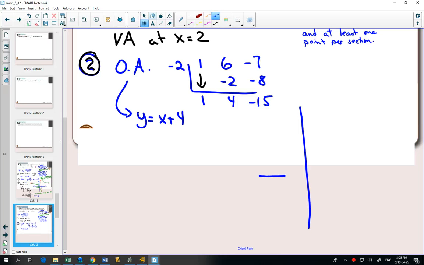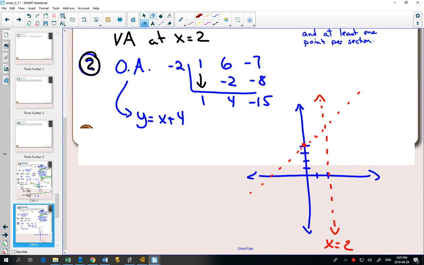Step 3, we can start graphing our asymptotes. We know that we have a vertical asymptote at x equals 2. We have an oblique asymptote at y equals x plus 4. So how do you graph y equals x plus 4? Well, that has a y-intercept of +4, a slope of 1, so over 1, up 1. Again, take out your red pen, draw a dotted line for y equals x plus 4. Those are our two asymptotes.